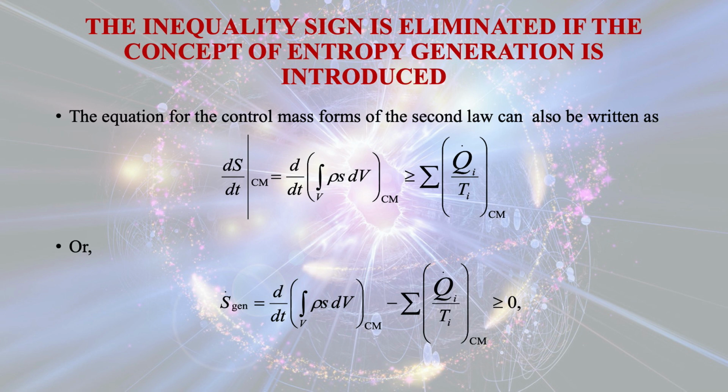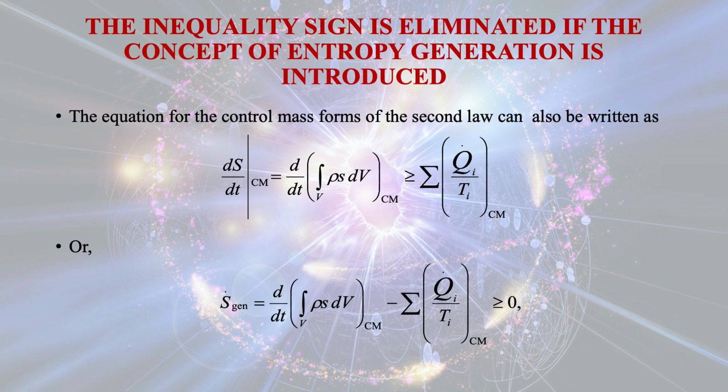Now the equation for the control mass form of the second law can also be written on a rate basis. Now dS by dt of the control mass, that is the rate of change of entropy of the control mass, on a rate basis is equal to d/dt of the integral of rho s dV of the control mass, greater than or equal to the summation of Q dot i. Q dot i is the rate of heat transfer divided by Ti of the control mass.